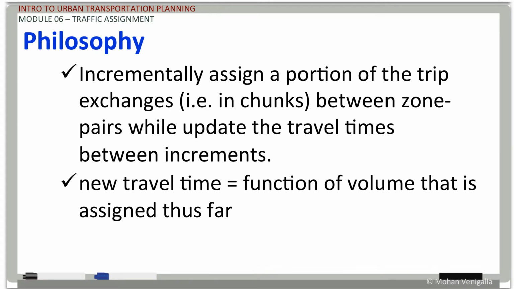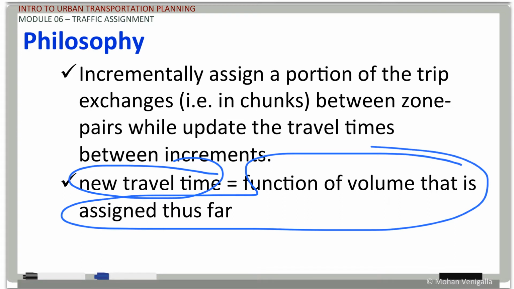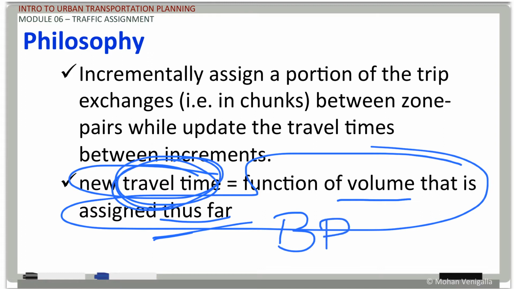So each time you go from one iteration to another, you will compute the new travel time as a function of the volume that is assigned thus far. It's just a generic way of representing it. So how do you update the travel time? One option we have available is the BPR function.